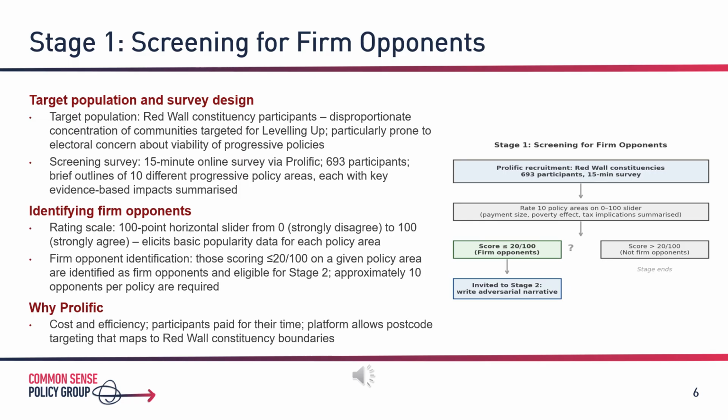The Prolific platform is worth understanding practically. Prolific is an online participant recruitment service that allows researchers to specify detailed eligibility criteria, including postcode areas. For Redwall targeting, researchers can specify postcodes corresponding to constituencies in the North and Midlands of England and Wales that voted Conservative in 2019, having historically voted Labour. This geographic targeting is what makes the sample relevant to the political questions being asked.